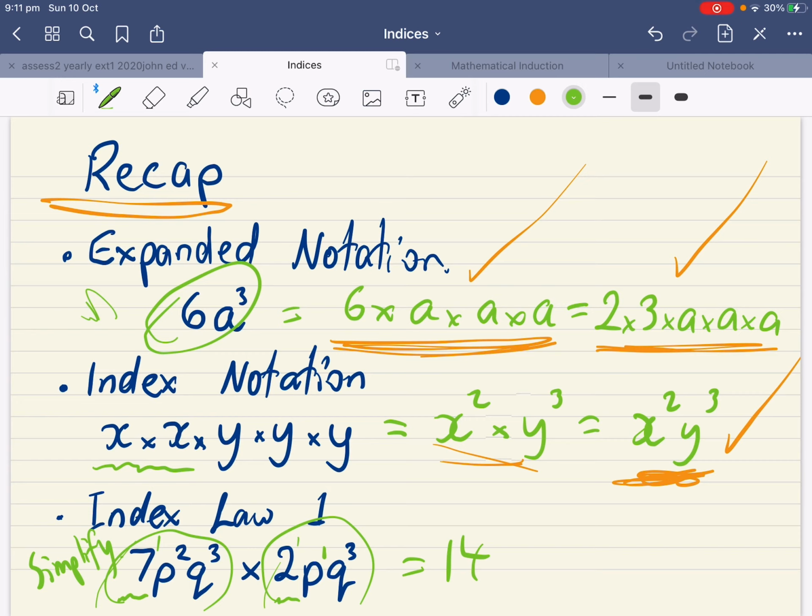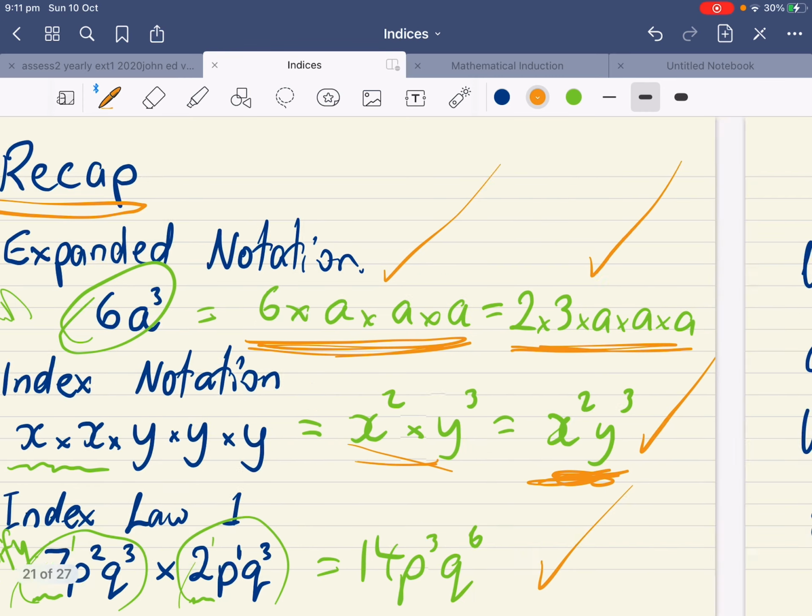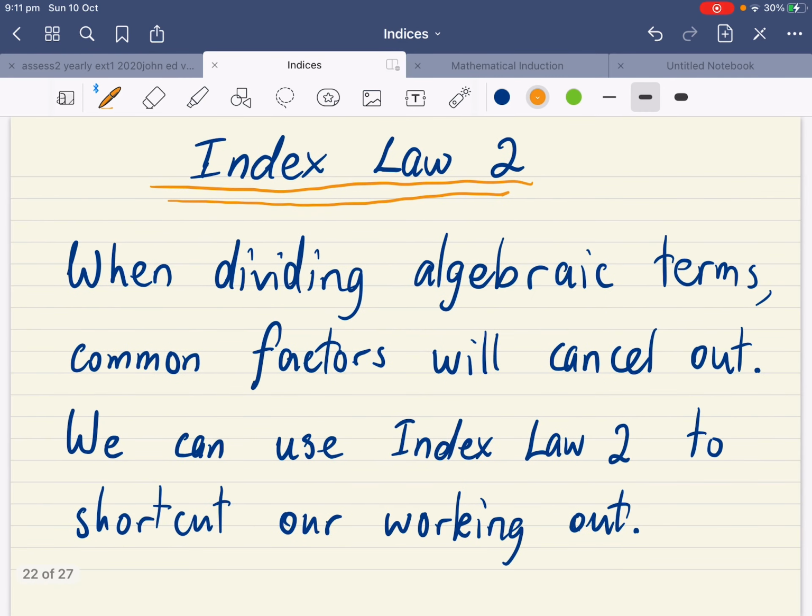Now, what do we do with these p's? P squared times, here I'll put the 1 in there in blue, times p to the 1. We learned index law number 1. Keep the base the same, add the powers. For the q's, q cubed times q cubed. Keep the base the same, add the powers. And that would be the correct answer for that bottom question. All right, into the new work for today, and this is where you will need your maths book.